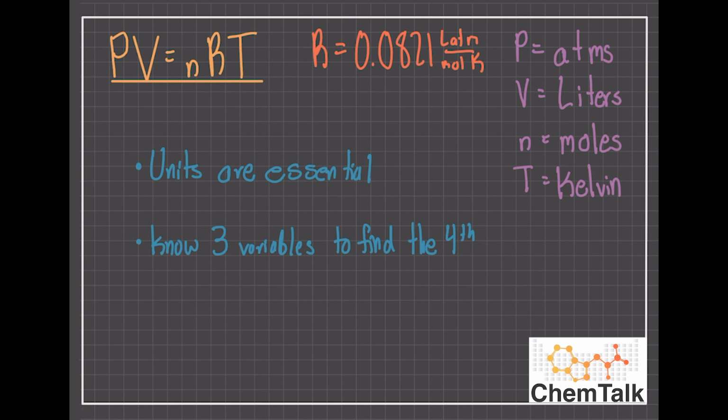The units we use in the PV equals nRT equation are incredibly important. Pressure must be in atmosphere units, or atm. Volume must be in liters, not milliliters, liters. And temperature must be in Kelvin.